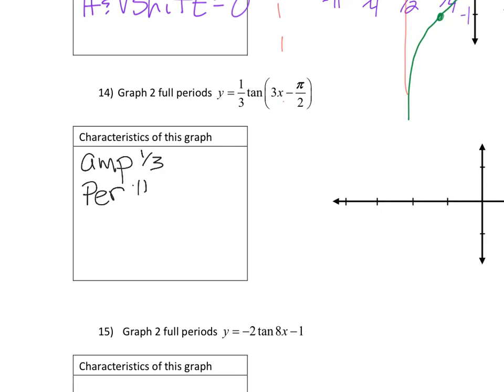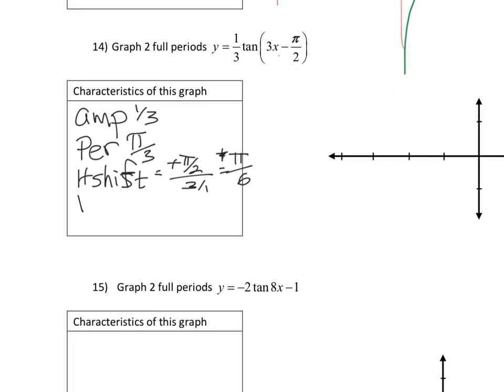Our period, instead of 2 pi over b, is pi over b. So I have a period of pi over 3. I have a horizontal shift of plus pi over 2 over 3. Remember, if I flip and multiply, this is now going to be pi over 6 and a plus pi over 6. My vertical shift is 0.